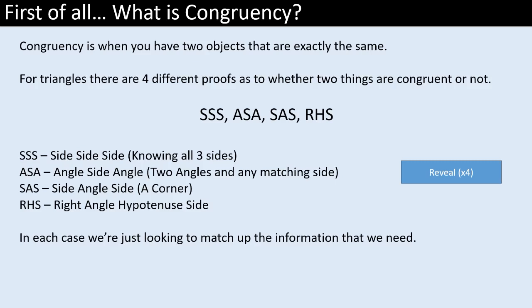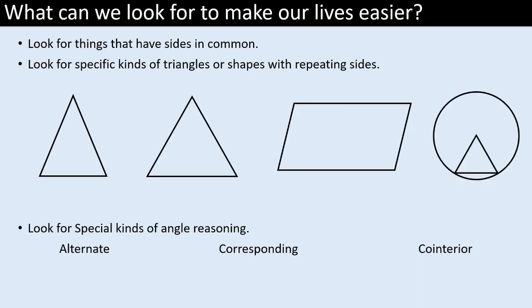Well, my point of view with these questions is look for things that can make your life easier. This top one is a big one. If you can find sides that they have in common, a side that they share, you can already prove that one of the sides is going to be equal.